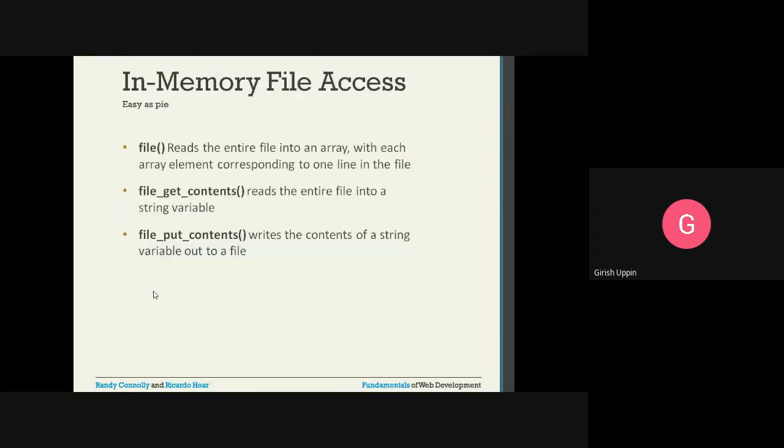For in-memory file access, these are the methods that can be used. File: it will read the entire file into an array, with each array element corresponding to one line in the file. Suppose there are 100 lines in the text file. If you use file and read that text, an array is created with 100 elements, and each element holds one line of the text. file_get_contents reads the entire file into a string variable. The complete file will be read into one variable. file_put_contents, the opposite, writes the content of a string variable into a file.